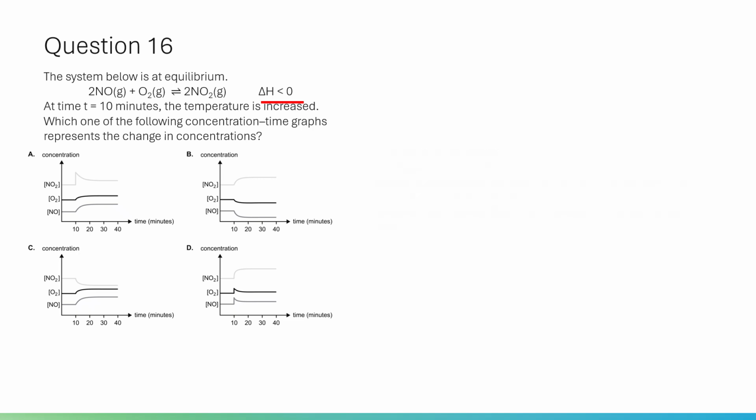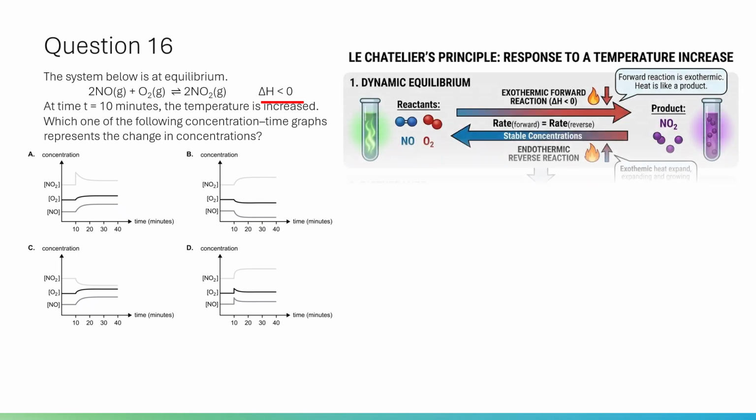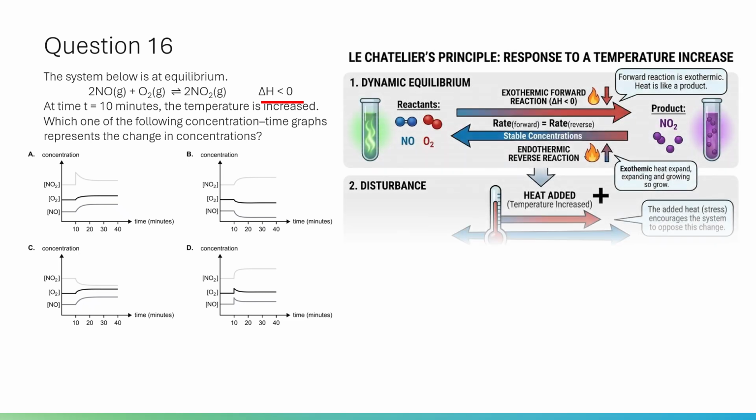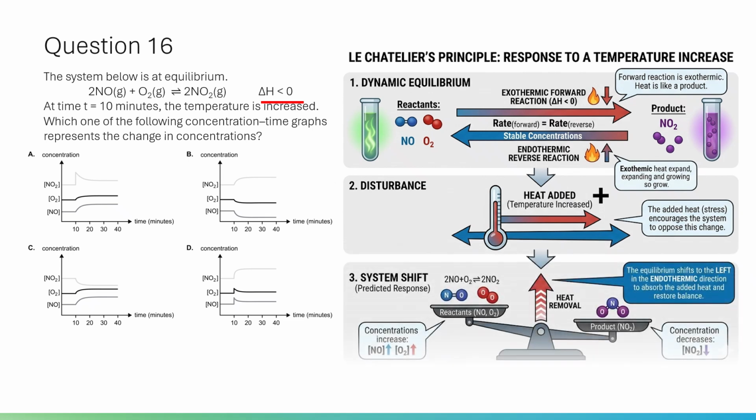2. Predict the shift. At T equals 10 minutes, the temperature is increased. According to Le Chatelier's principle, the system will act to oppose this change by absorbing the extra heat. The system shifts in the endothermic direction, to the left. Result: the concentration of the product NO2 will decrease, and the concentrations of the reactants NO and O2 will increase.